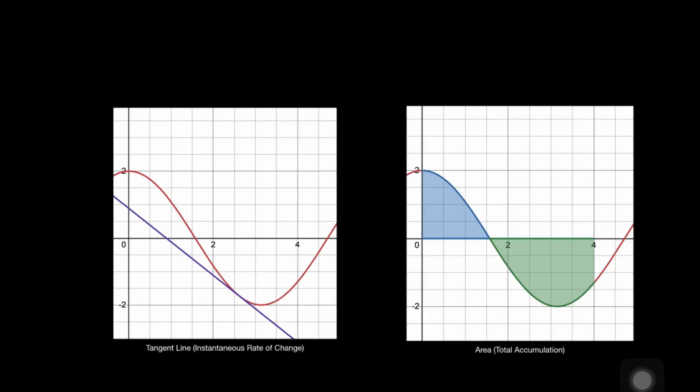And finally, it turns out that these two different calculus problems, finding the slope of a tangent line, which is an instantaneous rate of change, and finding the area underneath a curve, which is a total accumulation, are actually related to each other. And so these are the topics that we're going to be diving into this semester.